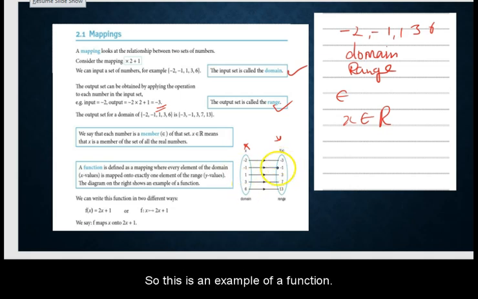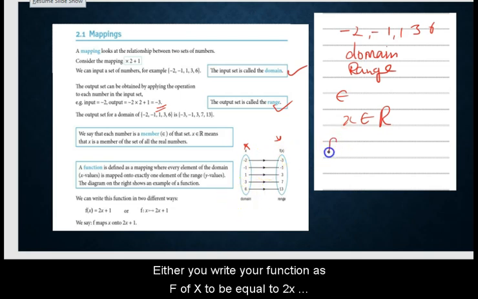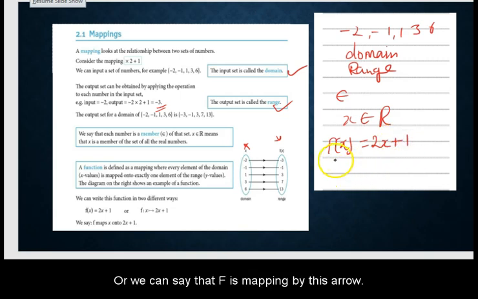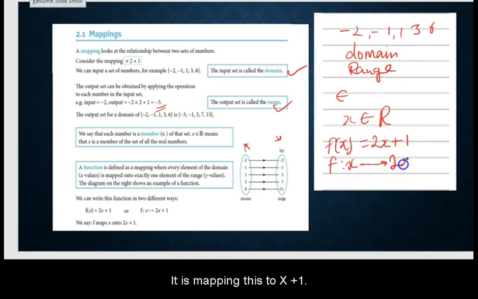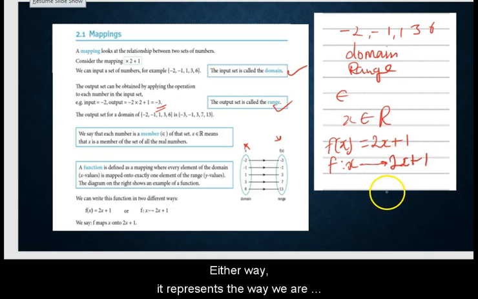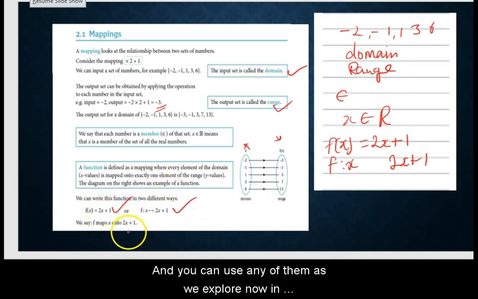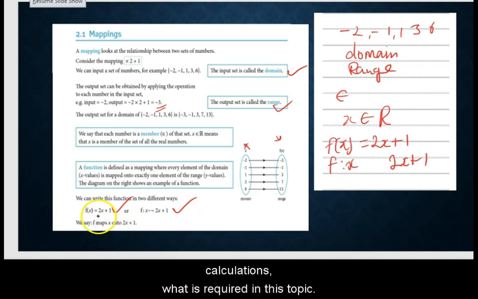So this is an example of a function. We can write that function in two ways. Either you write your function as f of x equals 2x plus 1. This is a function. Or we can say that f is mapping, by this arrow, x to x plus 1. Either way, it represents the way we are going to write a function. And you can use any of them as we explore now in calculations what is required in this topic.